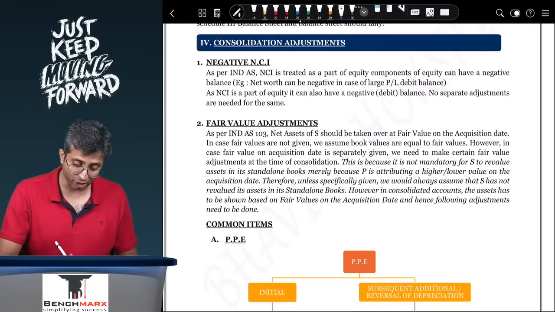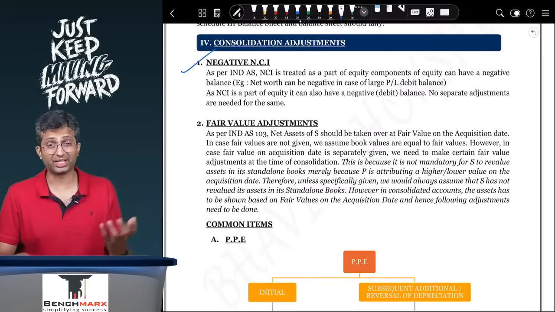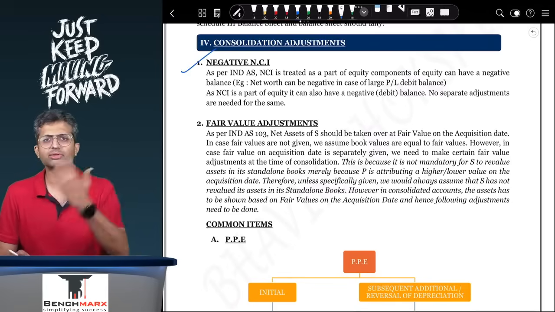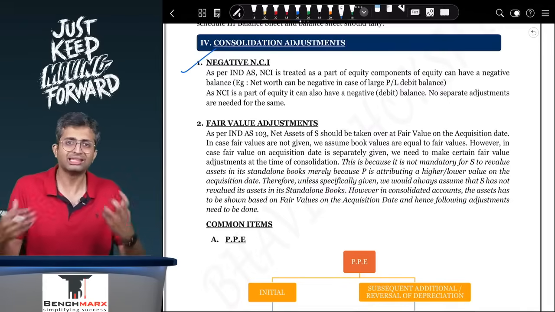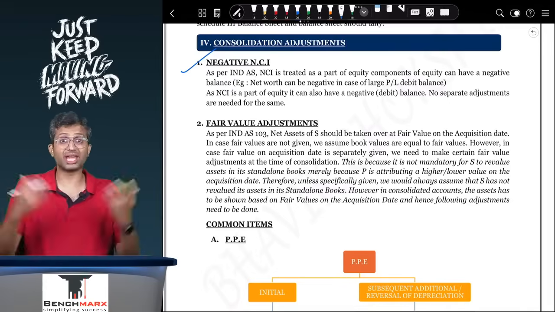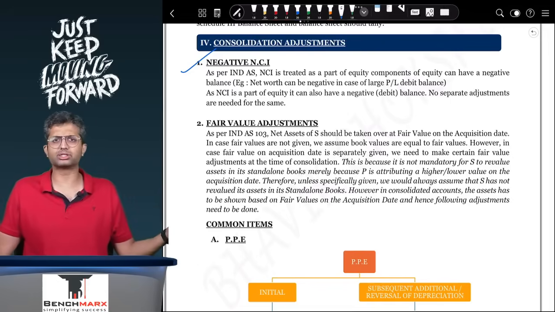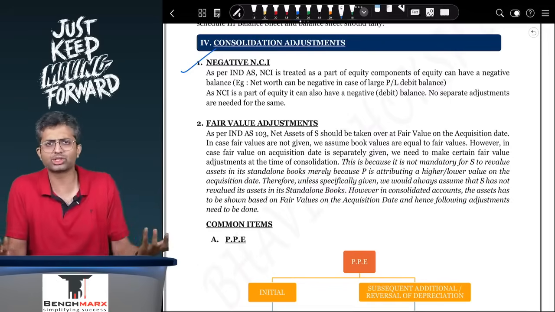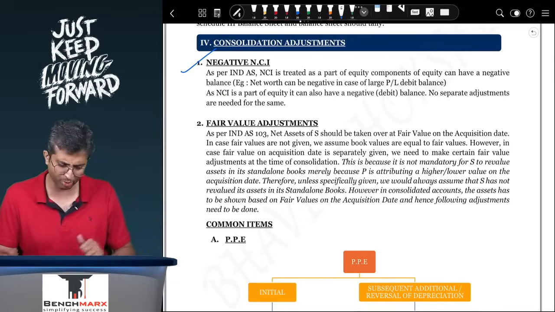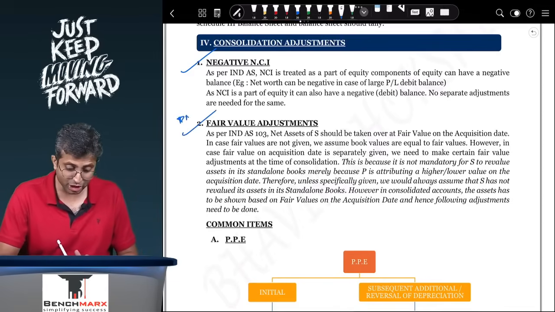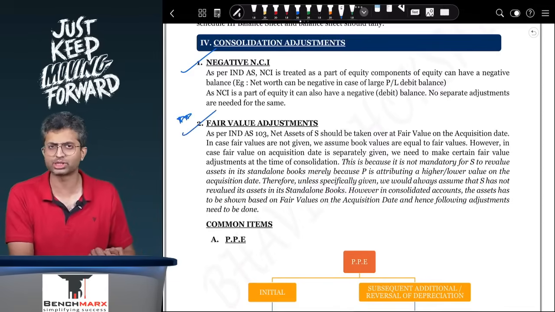First being the negative non-controlling interest. Can your non-controlling interest be negative? The answer is yes. In case the share of losses is so big that your non-controlling interest becomes negative, can it have a debit balance? The answer is yes. Nothing to be done because it is a part of equity now, and hence it can have a debit balance, no problem. Second is the fair value adjustments, which is one of the most important adjustments according to me.